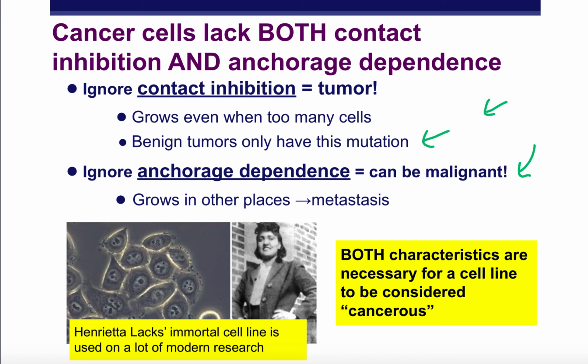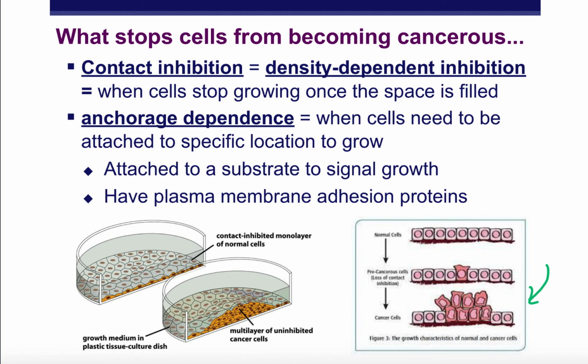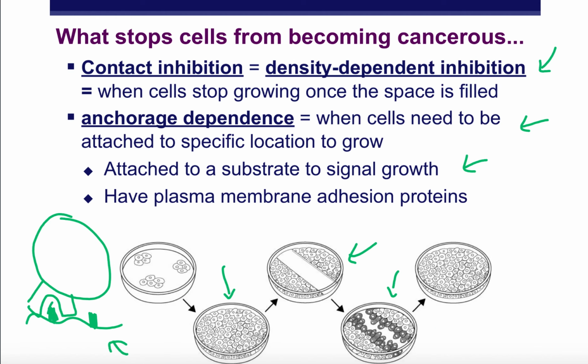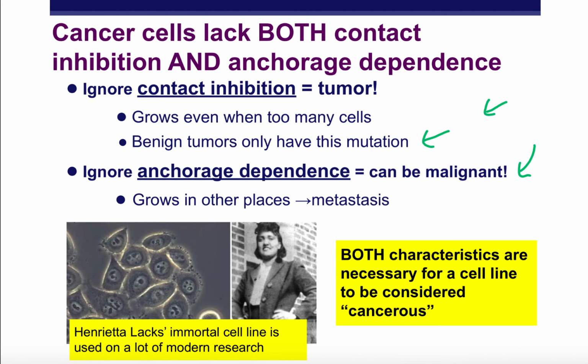It lacks anchorage dependence. It doesn't have to stay in place, attached to the right thing. So at that point, when your cell not only overgrows, but it can grow into any space and any location, that's when cancer cells spread to your heart, your stomach, your brain, lungs, things like that, and then they interfere with the ability for those vital organs to function. So when we call something cancerous, it must lack both. It must lack contact inhibition, meaning it overgrows, and it must lack anchorage dependence, meaning it can grow anywhere and take over anything.